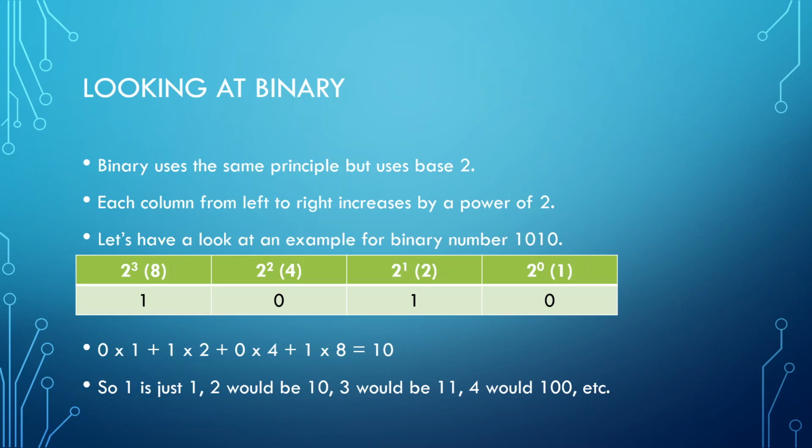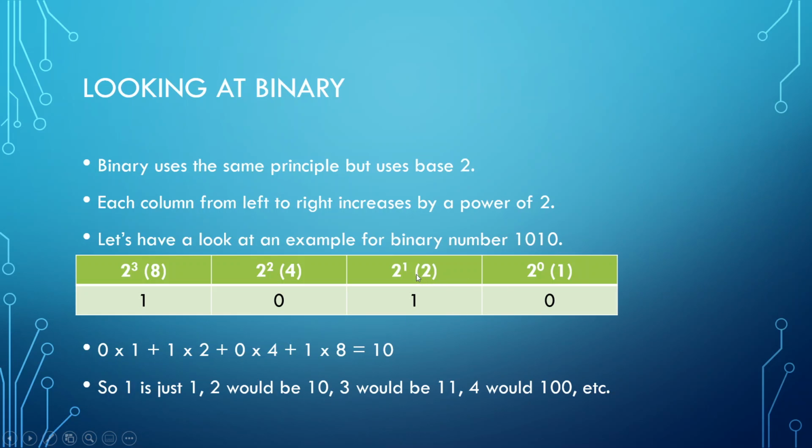So instead of each column of a number going up by a power of 10, now we're going up by powers of 2. Each column from right to left increases by a power of 2. As an example, let's dissect binary number 1010. That's made up of 4 digits, so in this case 4 columns. The rightmost column is going to be 2 to the power of 0, which is 1.